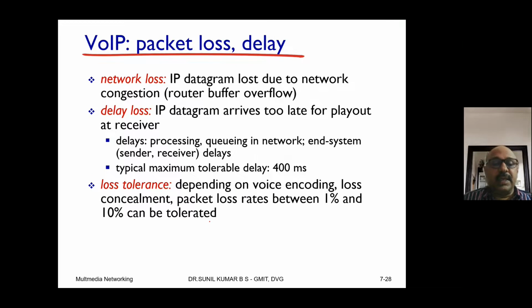Let us understand a little more about packet loss and delay. Network loss is an IP datagram loss due to network congestion. As I told you earlier, the reason might be the queuing problem. Queuing happens in the router. When more packets arrive at the router, they are kept in a queue in the buffer, and sometimes the buffer may overflow. When the buffer overflows, some of the packets will be lost. This might be one reason.